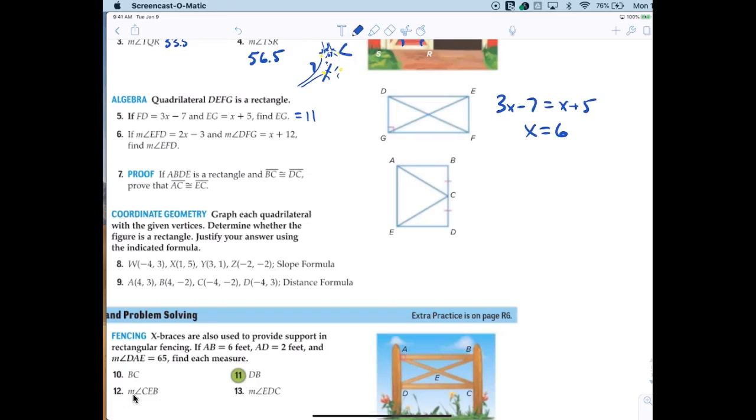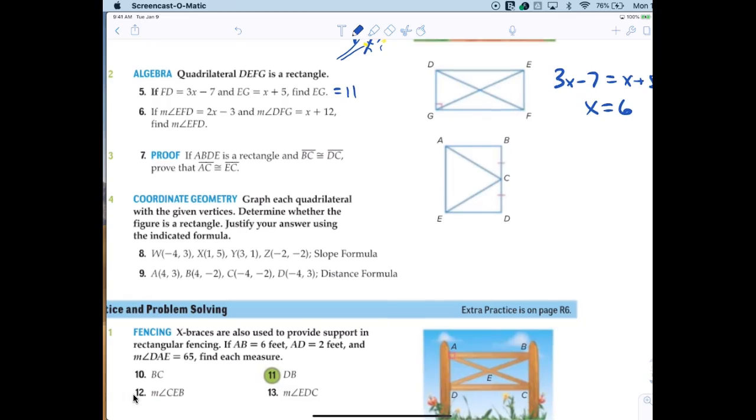All right, now here we go. So EFD. So EFD is this angle right here, correct? And DFG is this angle right here, right? Because it's a rectangle, they add up to what? 90. So we would say 3x what? 3x plus 9 equals 90. I personally think dividing by 3 is easier. X plus 3 equals 30. So x equals what? Yes, x was equal to 27.